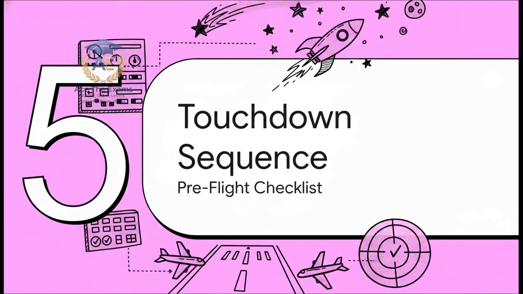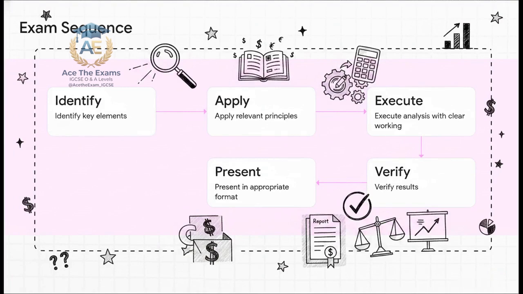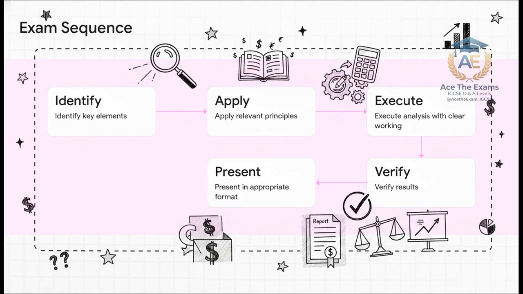Entering final approach with Section 5, Mission Accomplished and Touchdown, the pre-flight question scan checklist. Both Pilot Alex and Pilot Sam have successfully corrected their trajectories. Let's distill this entire simulation into the ultimate 5-step standardized sequence you absolutely must use on test day. 1. Identify the key elements from the scenario's data feed. 2. Apply the relevant accounting principles.